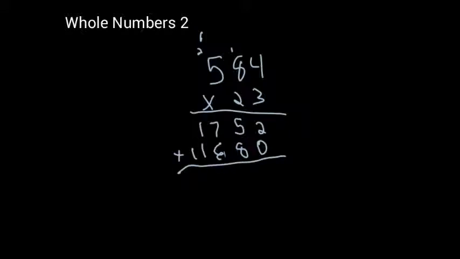Then add this up. 2 plus 0 is 2. 5 plus 8 is 13, carry my 1. 1 plus 7 is 8, plus 6 is 14, carry my 1. 1 plus 1 plus 1 is 3, and bring down that 1. So 584 times 23 is 13,432.